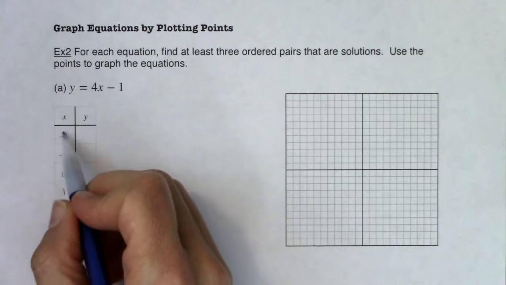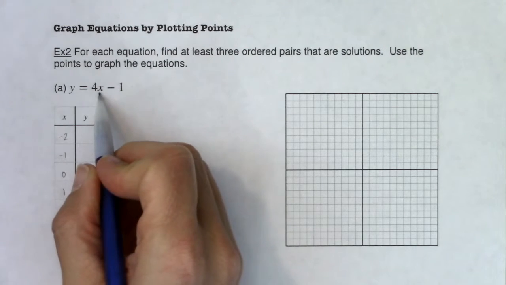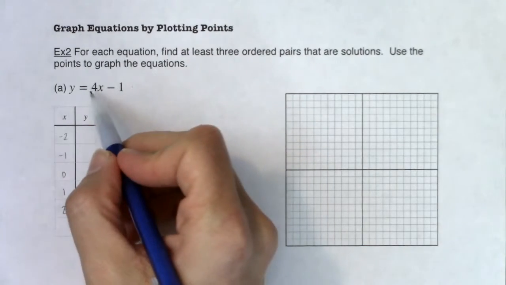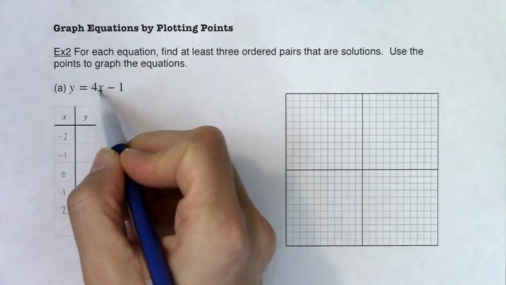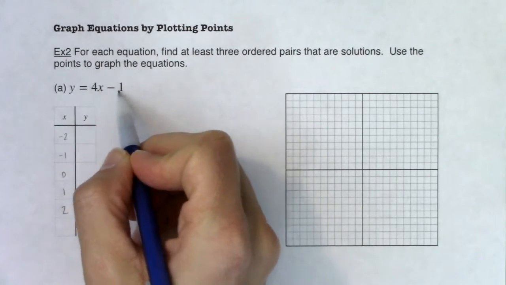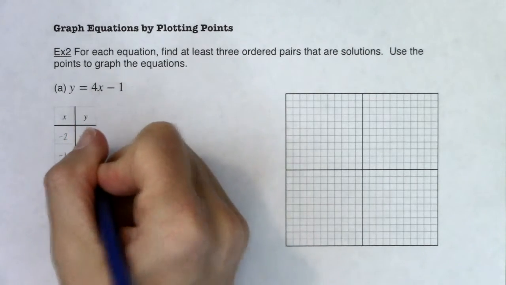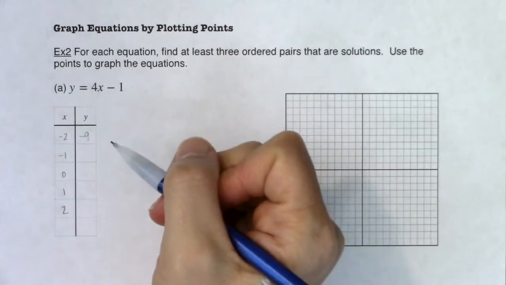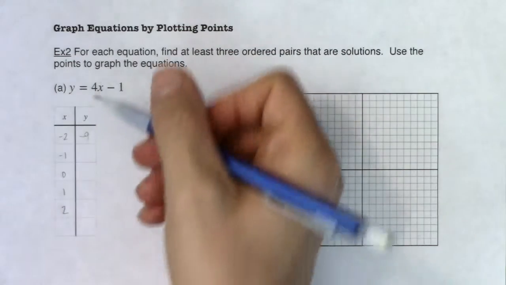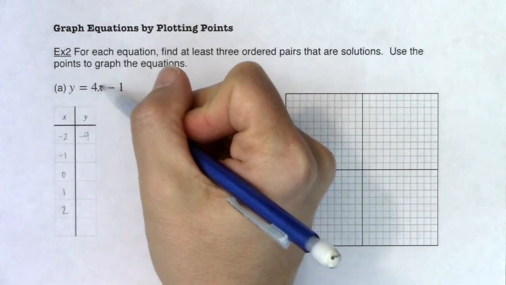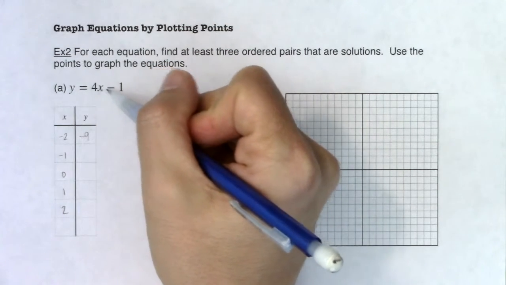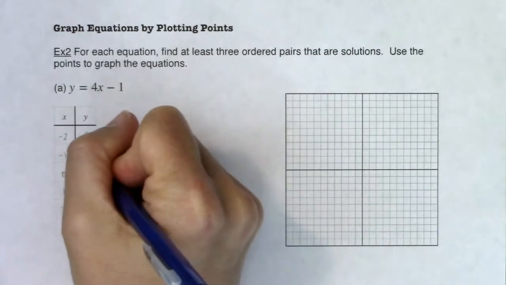So if x is negative 2, let's plug this in for x, and we're going to do some mental math. So we got 4 times negative 2 is negative 8. Negative 8 minus 1 is negative 9. Right, so I'm plugging x into my equation. Now I'm going to plug x being negative 1. 4 times negative 1 is negative 4. Negative 4 minus 1 is negative 5.